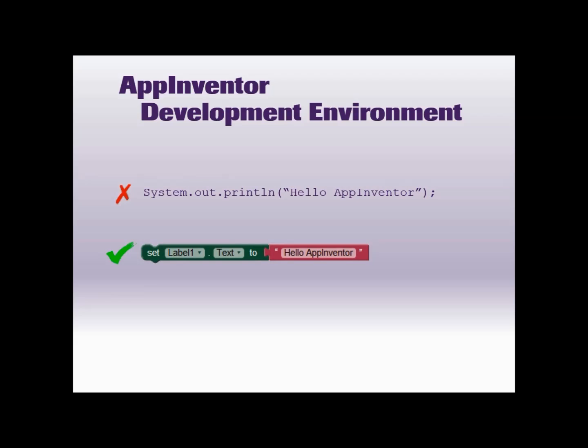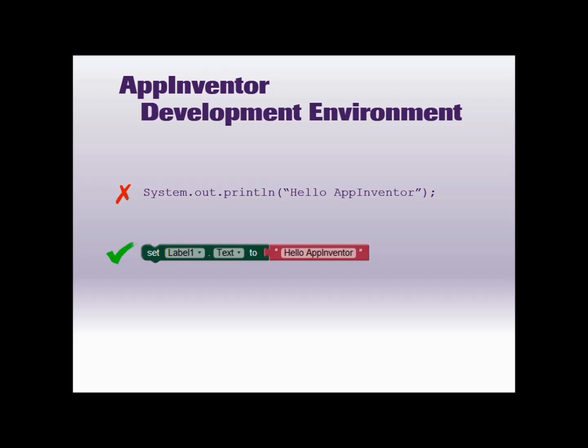You can see I've got two blocks here. A green one, which is telling it to set the label to, and then this purplish one, which is telling it the text value that it wants to put onto that label. We snap those pieces together, and that gives us our instruction.